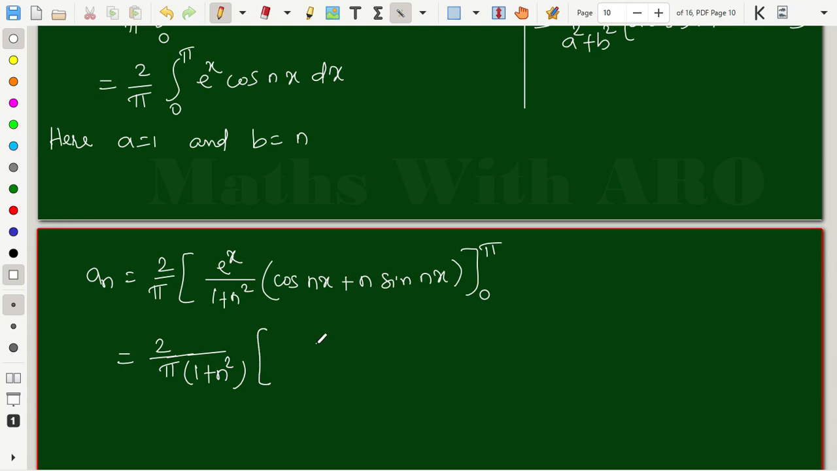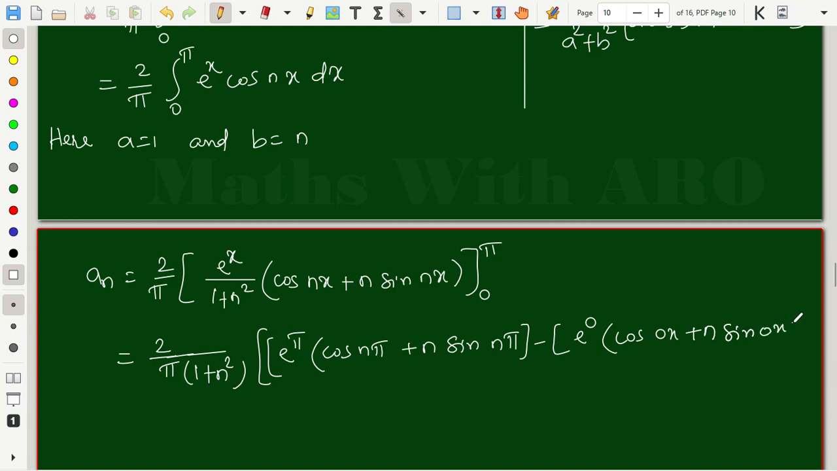So next we are going to substitute the values. e power pi into cos n pi plus n into sin n pi. So this is our upper limit minus lower limit. Lower limit ஓட value substitute பண்ணா e power 0 into cos 0 plus n into sin 0.